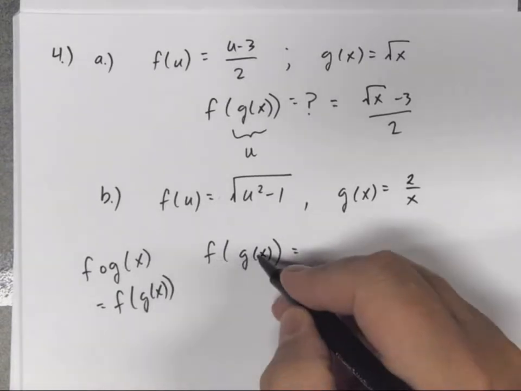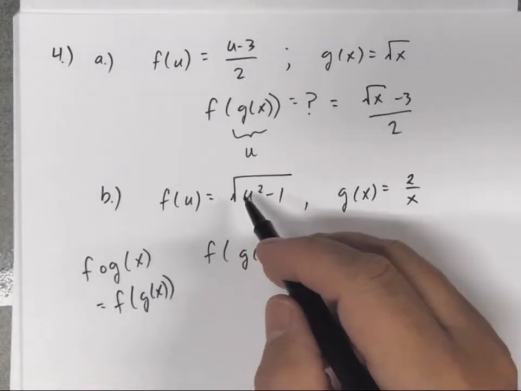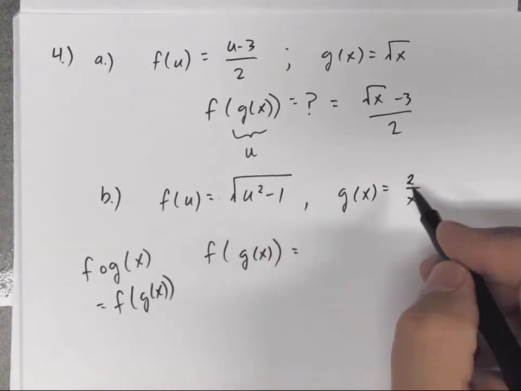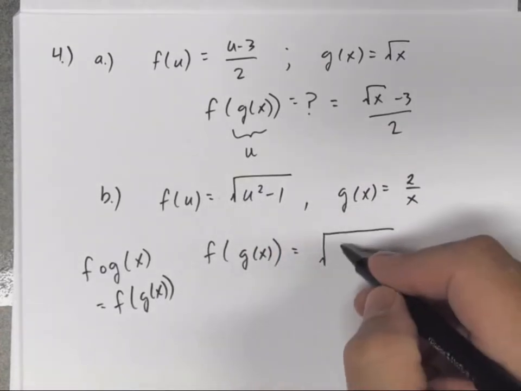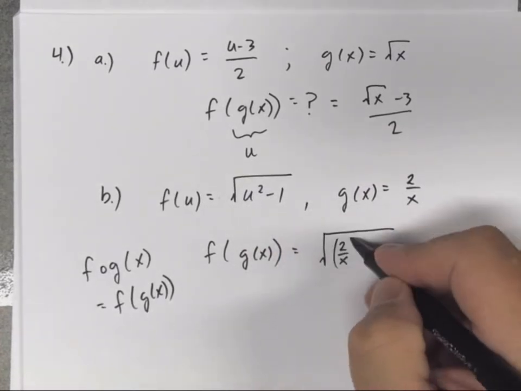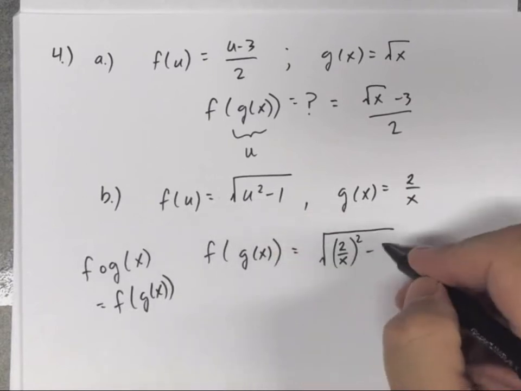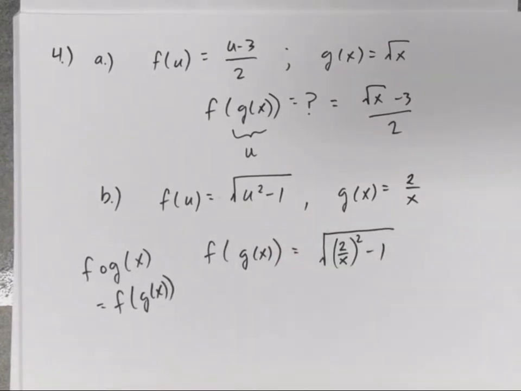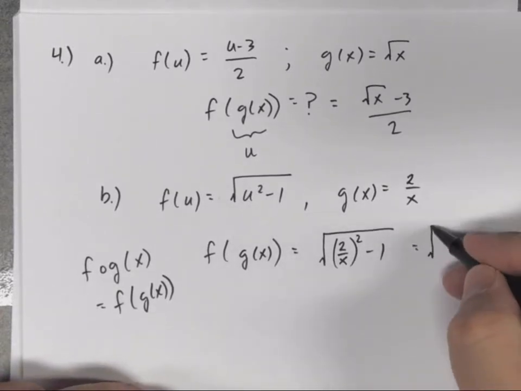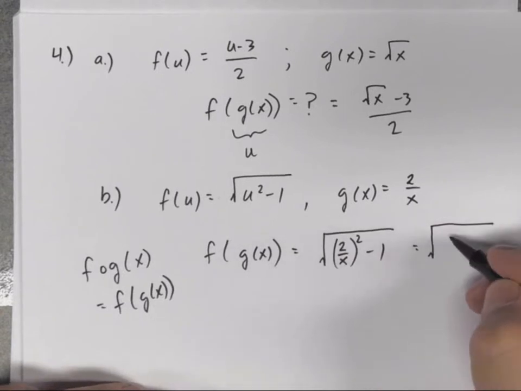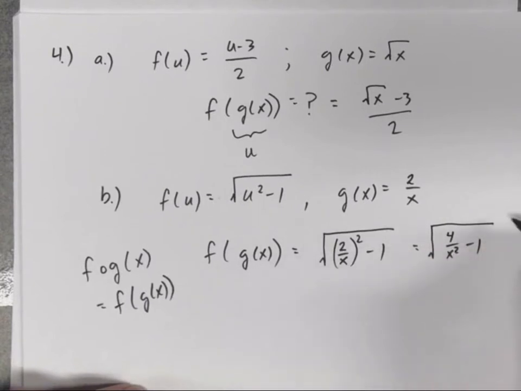Anyway, so f of g of x, go to my f function. In this case, every place I have a u, I'm going to replace it with this g function. So it's u squared. So it's 2 over x squared minus 1. Now, to be honest, I'd be okay with this, but maybe the book or some people would want you to multiply out these parentheses, so 4 over x squared minus 1. All right, not too difficult.